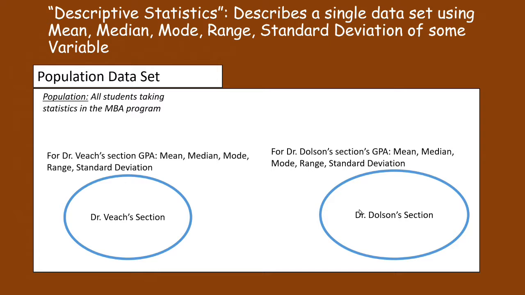So let's look at those two primary terms. First, let's look at descriptive statistics. Using measurements such as mean, median, mode, range, standard deviation, we can describe a variable for a particular data set. So in our example, we can look at descriptive statistics to describe GPA of students in my section, Dr. Vietz's section, or the entire population if we want to.